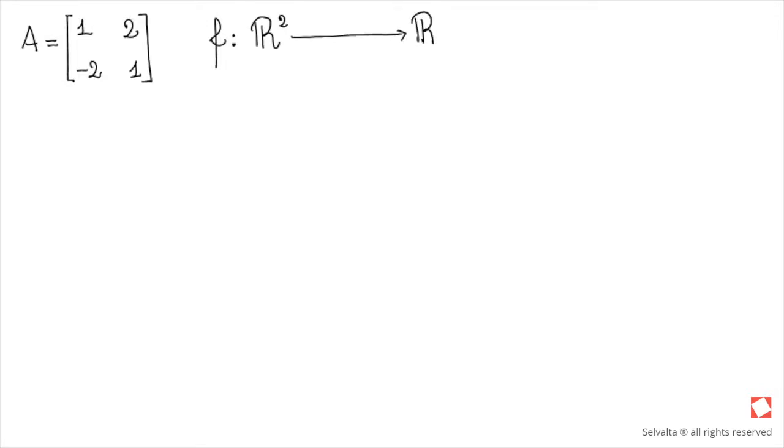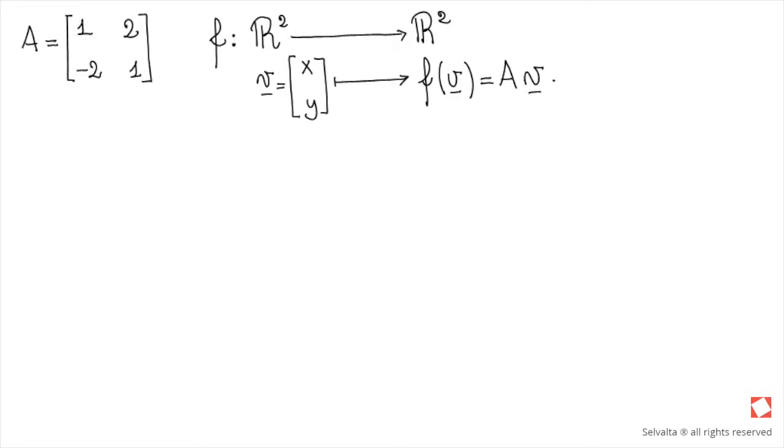We search for the eigenvalues and the eigenvectors of the matrix A = [1, 2; -2, 1]. This is a 2 by 2 matrix, and it can be seen as the representative matrix of a linear transformation, bringing R2 into R2, that associates the vector v, whose components are x and y, to some vector f of v, which can be seen as the product of A applied to v.